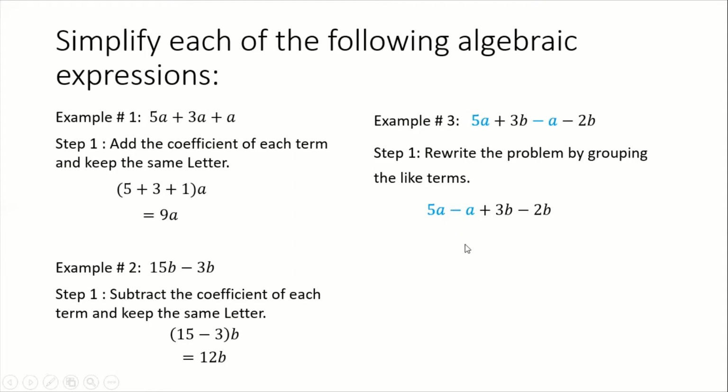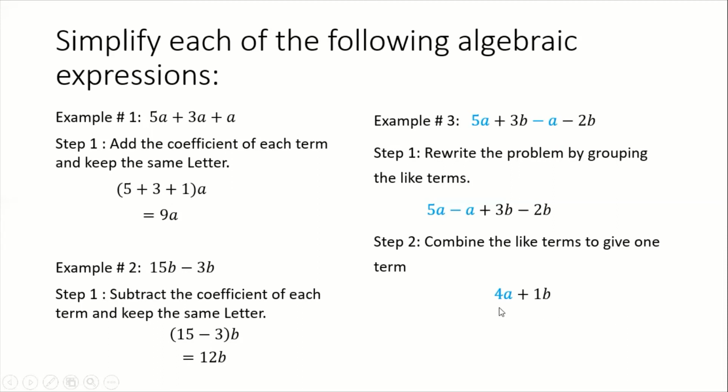At this stage, you can combine the like terms to give one term. 5a minus a is just going to give us 4a, and we have a positive 3b minus 2b, which is just going to give us a positive 1b. At this stage, you cannot simplify it any further because we have unlike terms. And remember, unlike terms cannot be combined to give one single term. They are two different things.